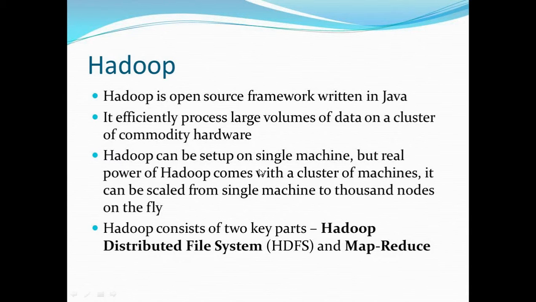One very important feature Hadoop provides is scalability. On the fly you can scale your machines from one machine to thousands of machines. Now Hadoop consists of two key parts. One is the Hadoop Distributed File System, that is HDFS, and the second is MapReduce.